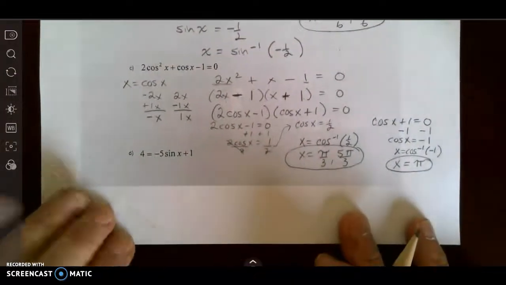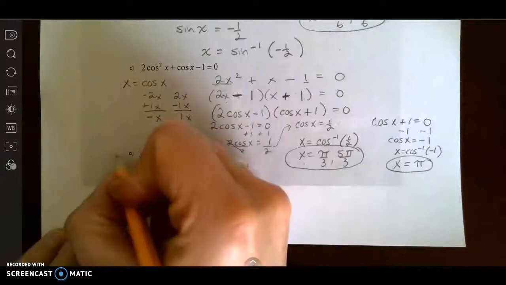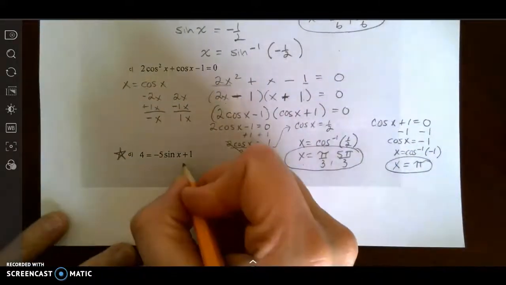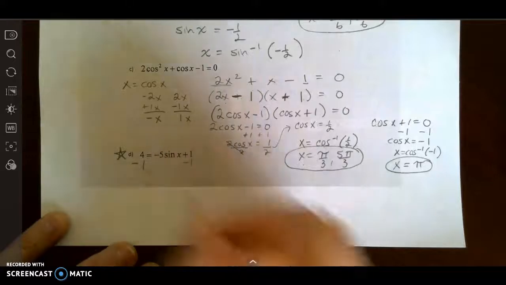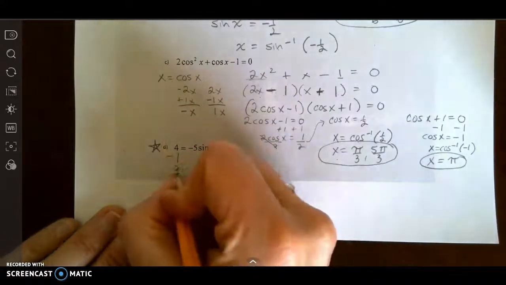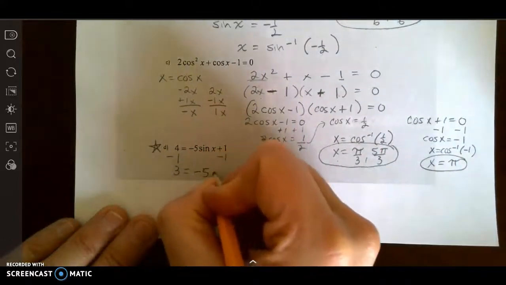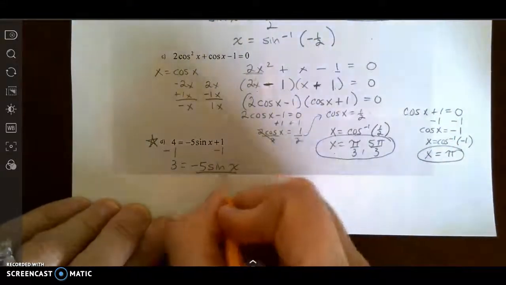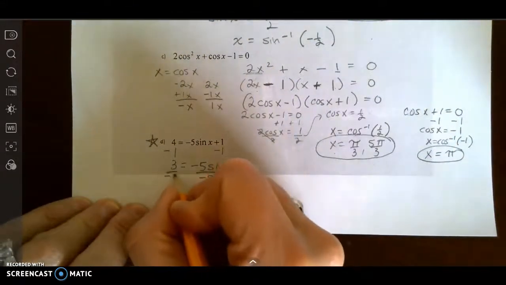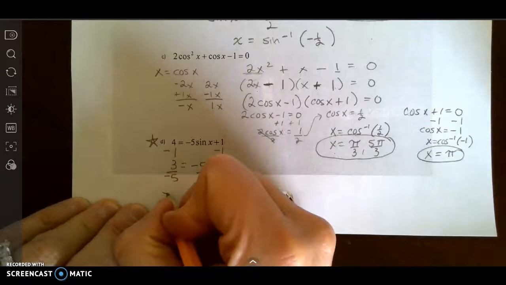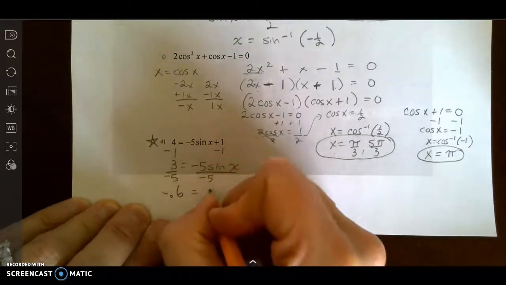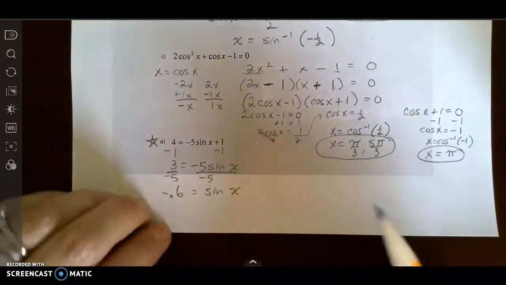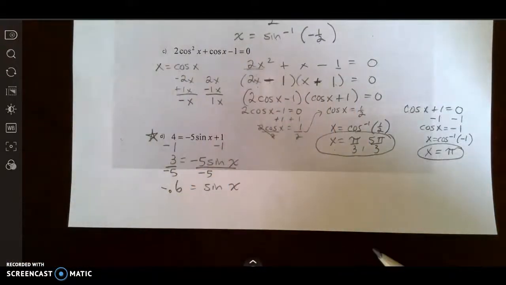And now my final one. This is going to be the one that I'm going to need to use a calculator for, and not the unit circle. Subtract 1 from each side, and I get 3 equals -5 times the sine of x. Divide both by -5, and I get -0.6 equals the sine of x. You can do it in your calculator.